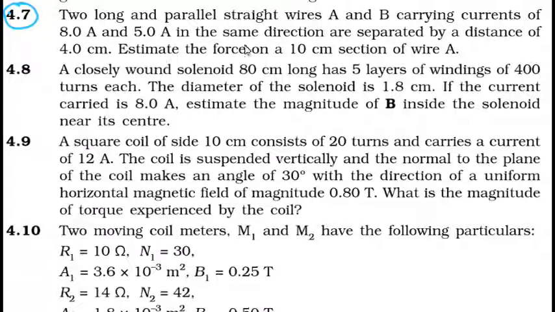Two long and parallel straight wires A and B carrying current of 8 ampere and 5 ampere in the same direction are separated by a distance of 4 centimeter. Estimate the force on a 10 centimeter section of wire A. Let us see the solution.